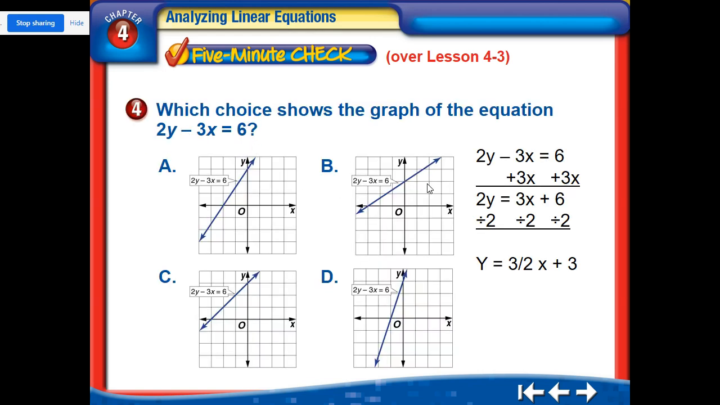Here's another one we have to go ahead and change over from standard form. So notice where the x is. It's back here. It's minus 3x, so I got to change it to plus 3x. So it's 3x plus 6. Again, divided by 2, so I have 3/2 x plus 3. So up 3 is here. Up 3. All right, so one of these, this one's out. And then we go up 3 and over 2.